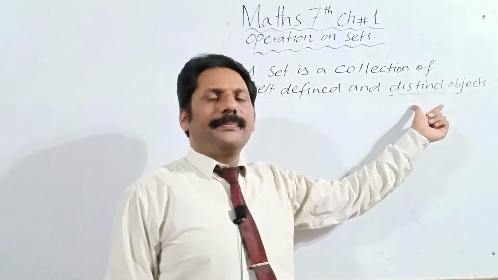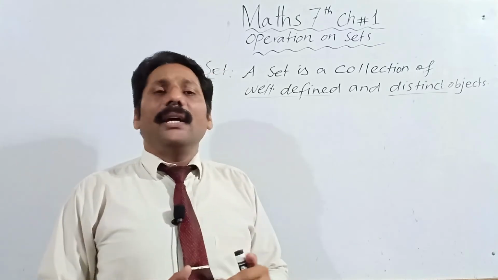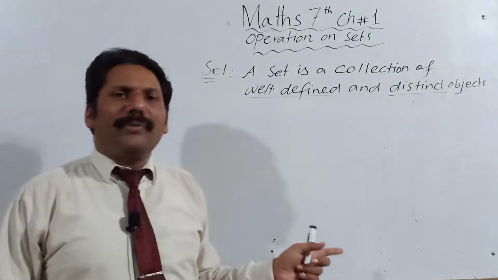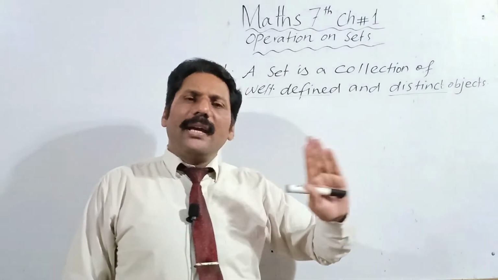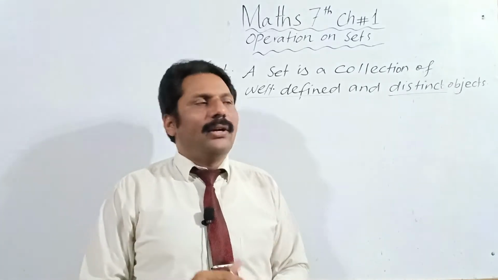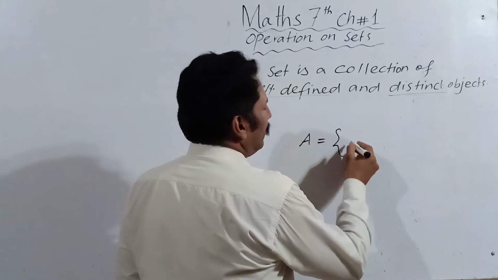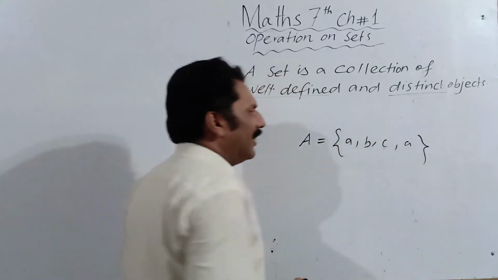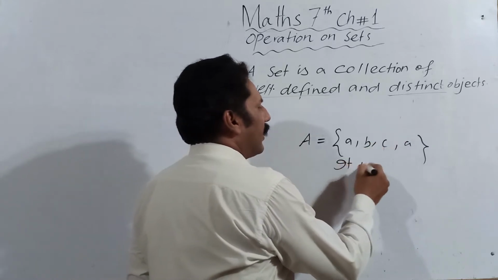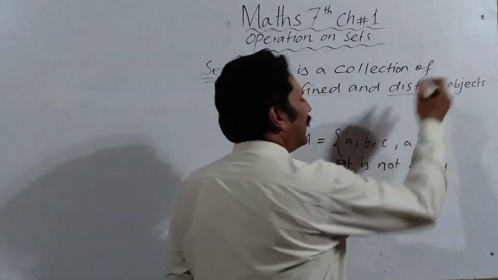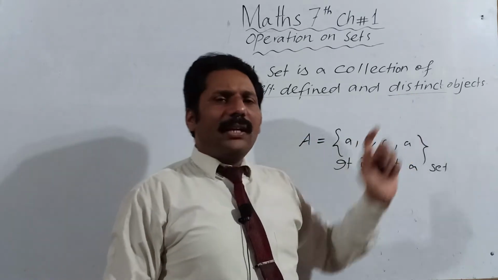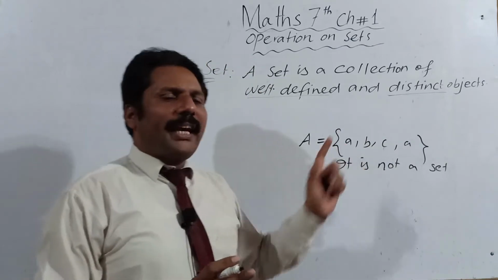The second word is distinct. When we say distinct, we mean that there should be an identity of that object, and there should be no repetition of the same type of object within the set. For example, if I say there is a set A, B, C and A, where is the identity of A? A is repeating 2 times. So this is not a set, because there is no distinction of the alphabet A. It is being repeated 2 times.